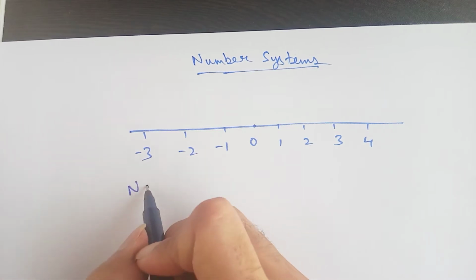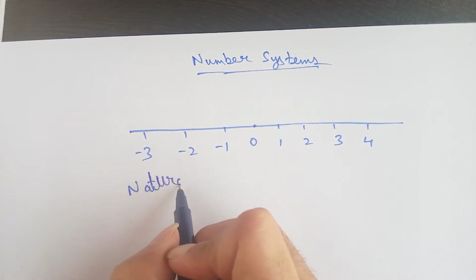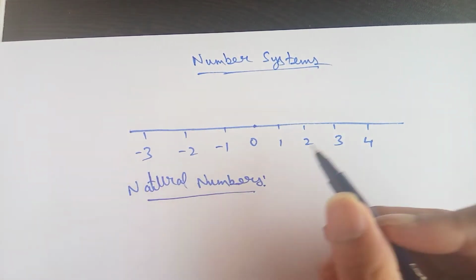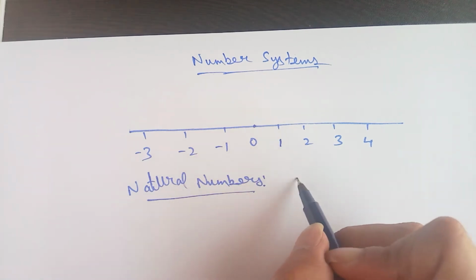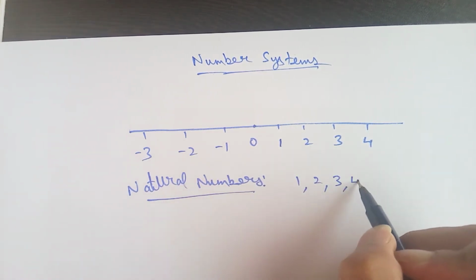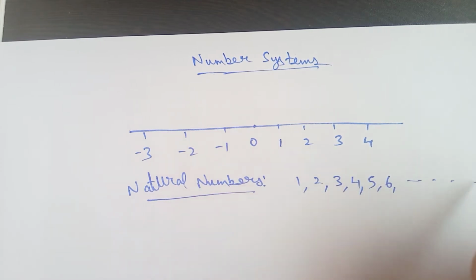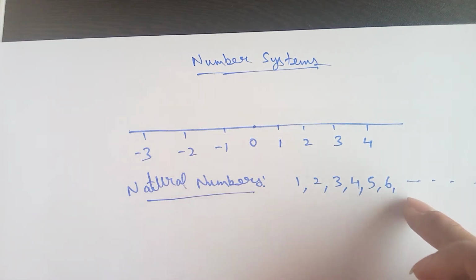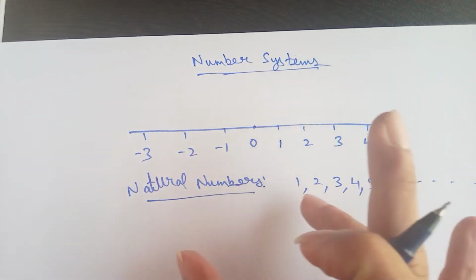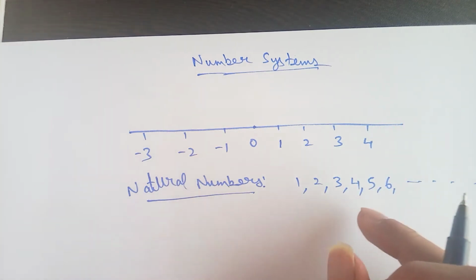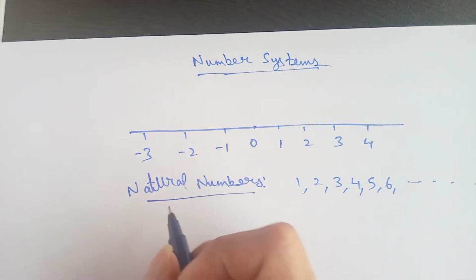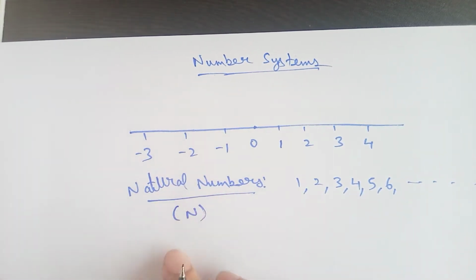There's a term called natural numbers. Now what are natural numbers? All these positive numbers 1, 2, 3, 4, 5, 6, and so on, starting from 1 and then increasing, are collectively called the natural numbers. Any number I take out from this list is called a natural number, and this list is sometimes denoted as capital N. Capital N means a list containing all the natural numbers.